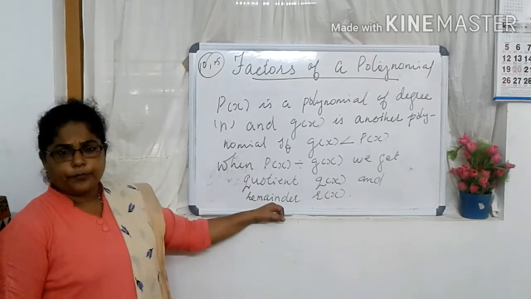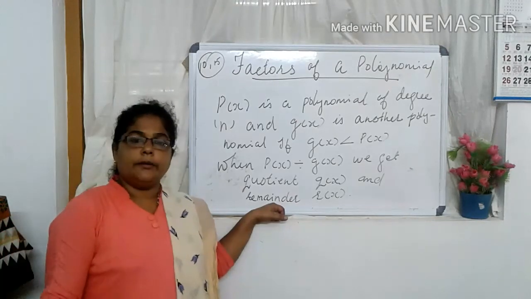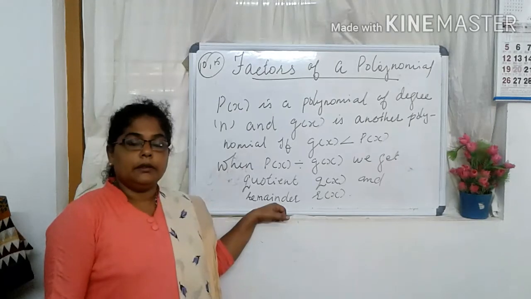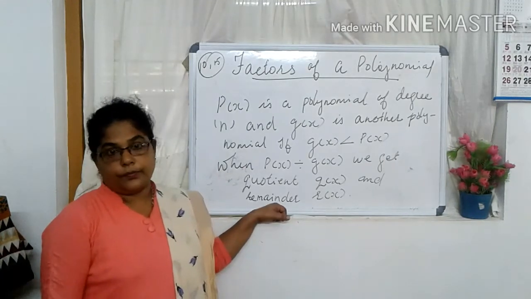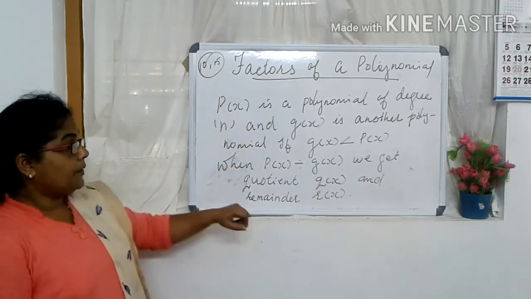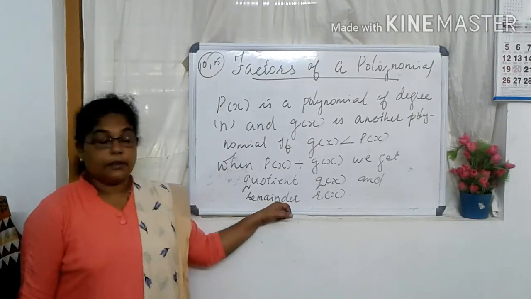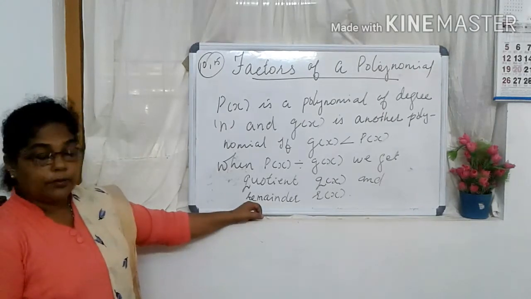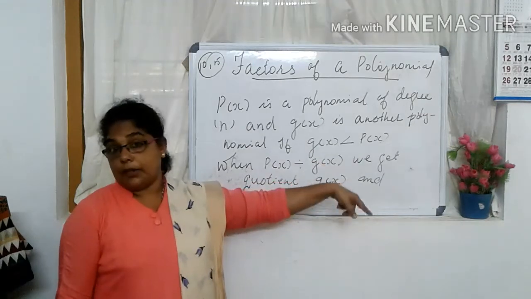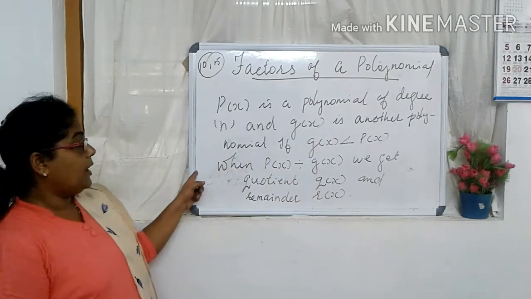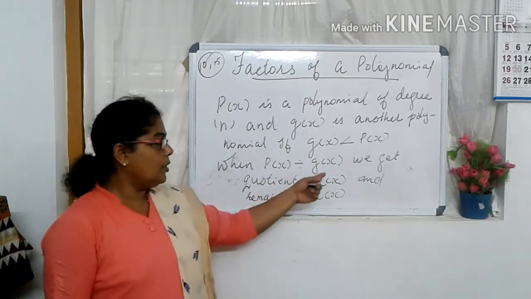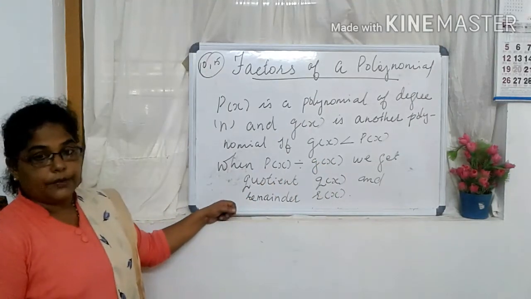It means when a number is divided by another number, if the remainder is 0, then it is called a factor. Similarly, in our polynomial also, p of x is a polynomial of degree n and g of x is another polynomial, with degree of g of x less than degree of p of x. When we divide p of x by g of x, definitely we get a quotient q of x and a remainder r of x.